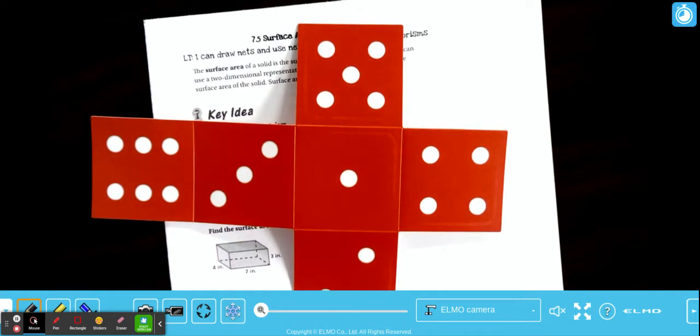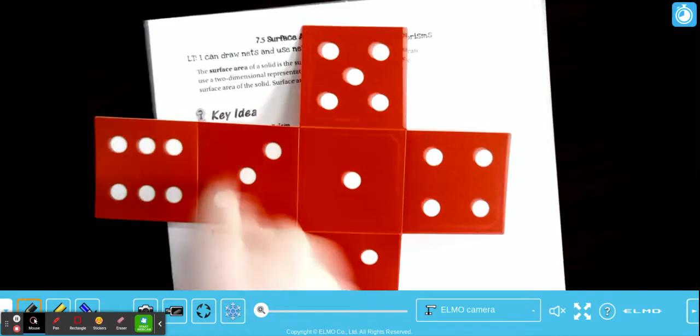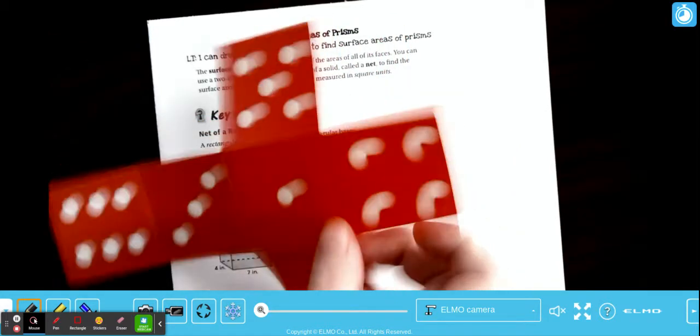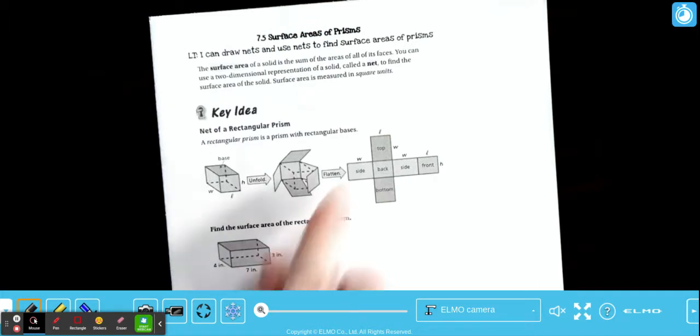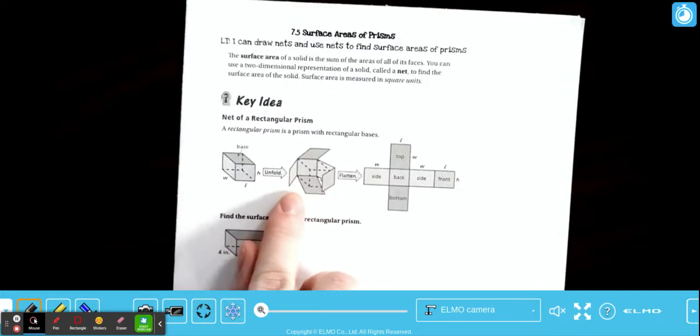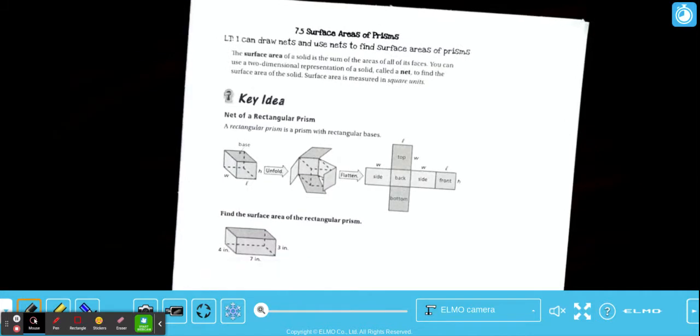So if we needed to find the surface area of a cube, we are going to unfold it and find the area of each individual shape. Okay, so that's what we're doing today. All right, so just like I showed you, this is what it looks like when you unfold a rectangular prism. So this would be like a shoebox or something like that. So we are going to find the surface area of this first rectangular prism.